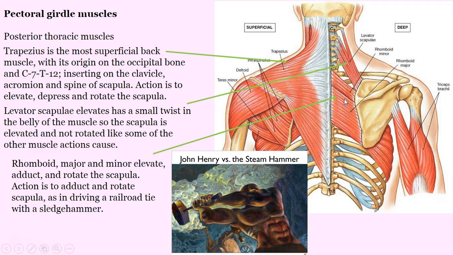I mentioned the rhomboids, minor, smaller, major, and their action is to adduct and rotate. It's a unique action. That's why I have John Henry here, because it's like driving a railroad tie with a sledgehammer. If you know the story of John Henry, he took on the steam hammer, but he died doing it.